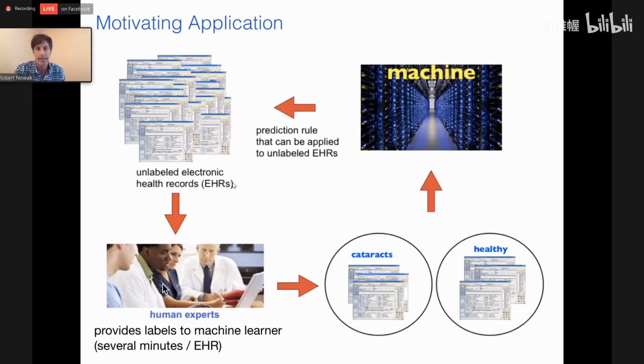The motivation here is that these human experts are not just people like you and me. They're experts who are trained to read and interpret electronic health records, so they have special qualifications and training. It takes them several minutes just to look at a single electronic health record, and they're highly paid professionals. So these are very, very expensive labels to collect. That's why active learning that minimizes the number of labels we need from these human experts is a really attractive proposition in this application.